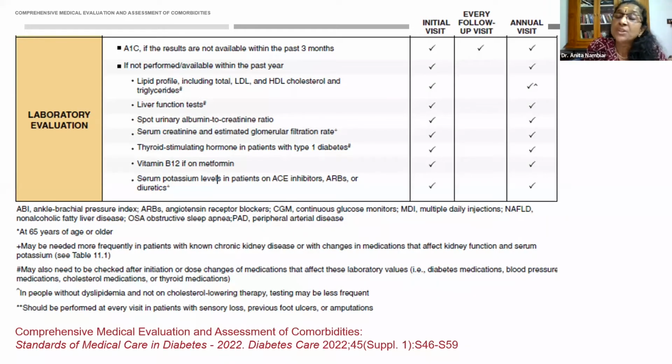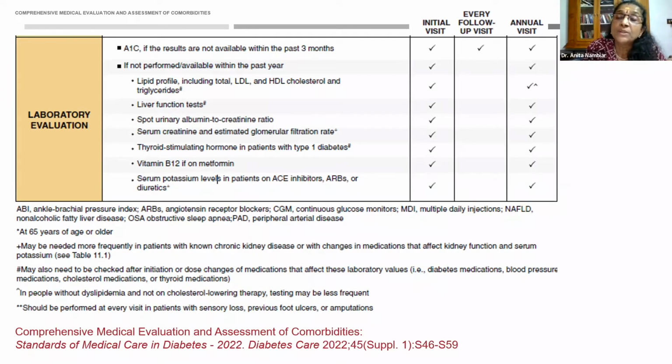If the patient has done HbA1c in the last 3 months, it will not be repeated. If not, then HbA1c, a fasting blood sugar, and a postprandial blood sugar. Also a lipid profile, specifically total cholesterol, triglycerides, LDL and HDL, and a liver function test. It can be altered by many drugs as well, so it needs to be seen.